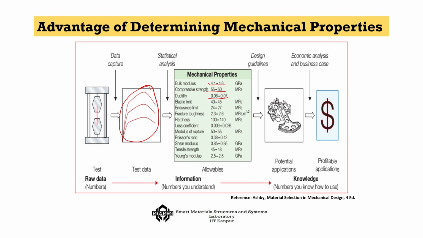And once you know it, you can integrate it in your design guidelines, and then you can see whether it will be profitable or not. Suppose a material tells you that you can use it for 5 years or 10 years. Then I am investing this much material for building up a system, and this is the cost I can sell at. So, is it going to be a business case or not? So, obtaining material properties directly experimentally always helps us a lot in that direction.